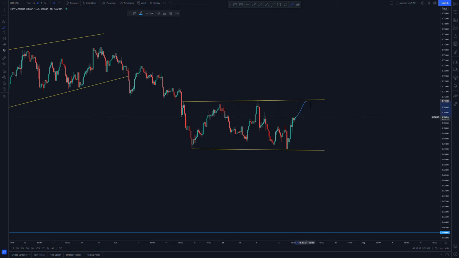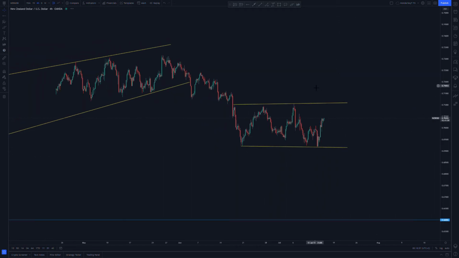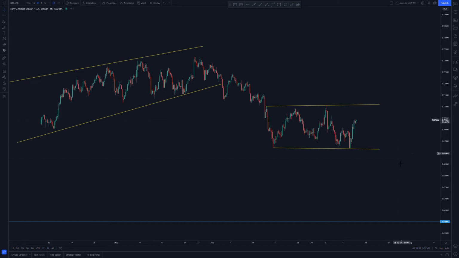So let's see if we get some rejection here, and then see if we can get some confirmation to take it to the downside, of which will be allowed to play. So we just need to be more patient and see how market develops, then take it from there.